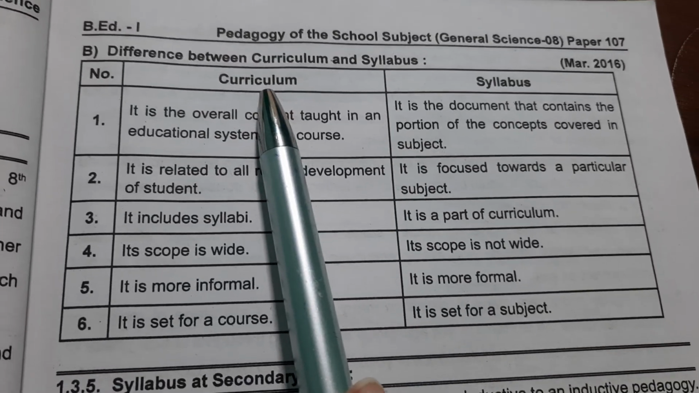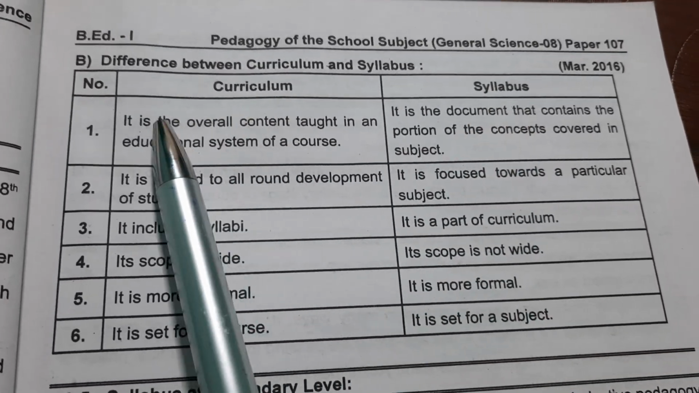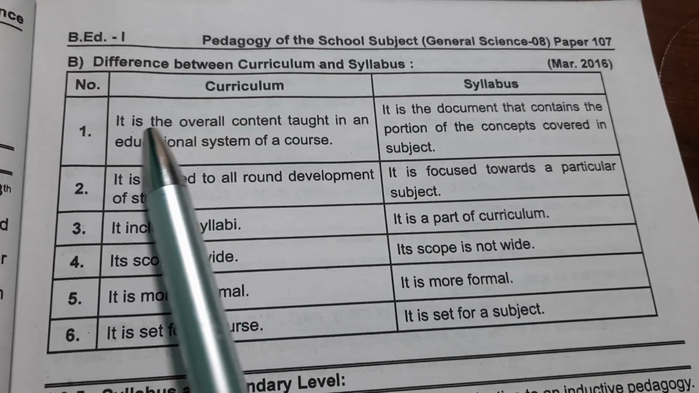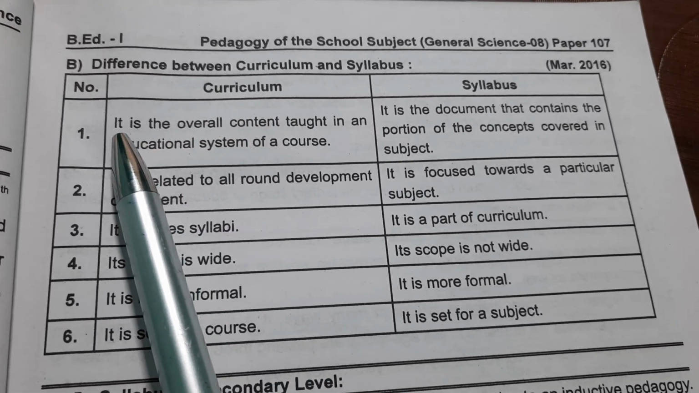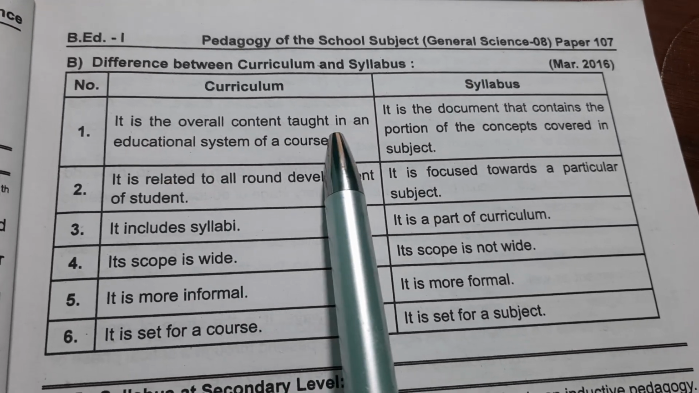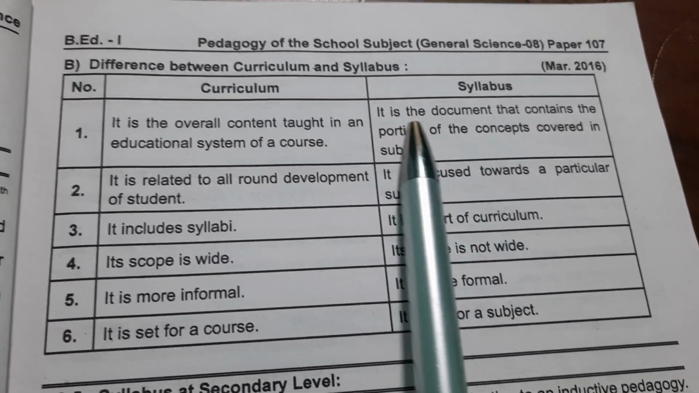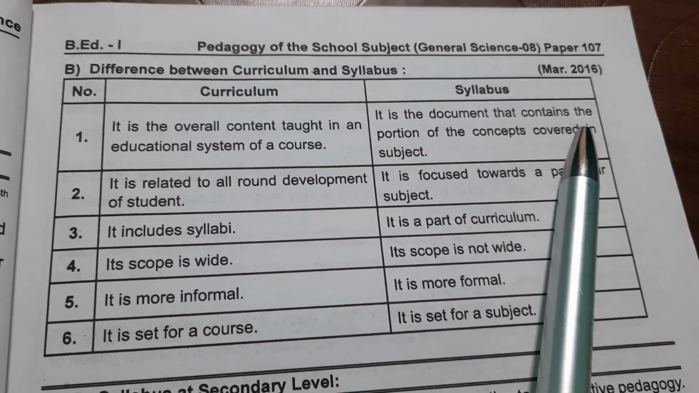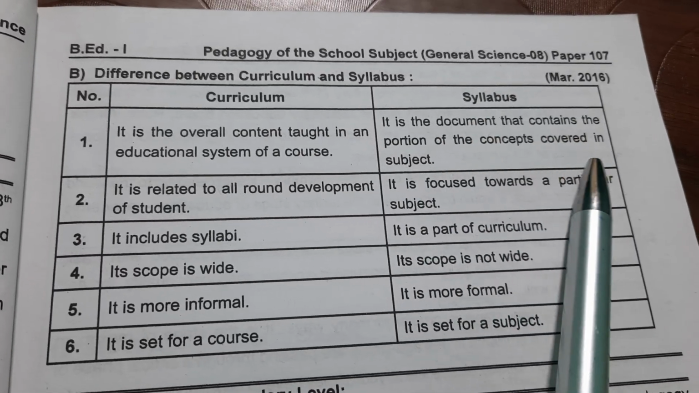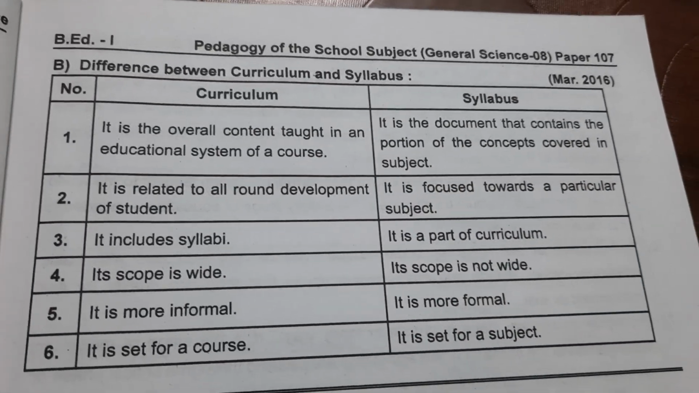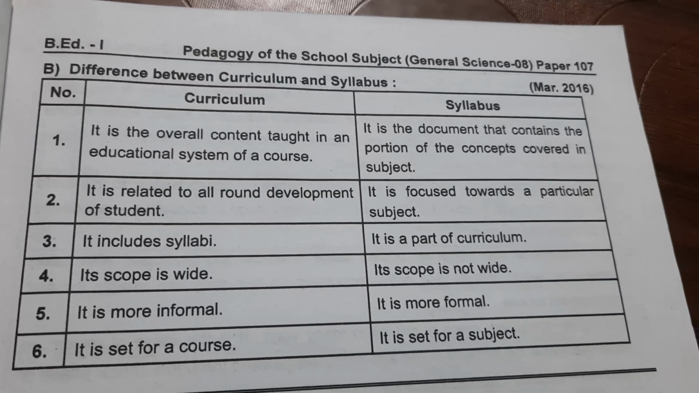Now this is the curriculum, this we have a syllabus. Now what is the difference between these two? Now in curriculum, the first point is it is the overall content taught in an educational system or a course, whereas syllabus is the document that contains the portion of the concepts covered in a subject. I hope you all can see this clearly.